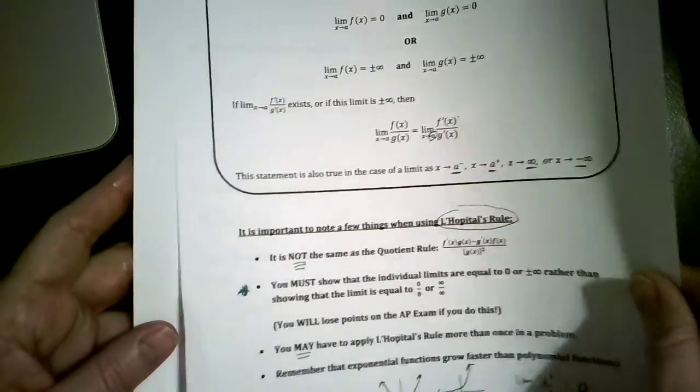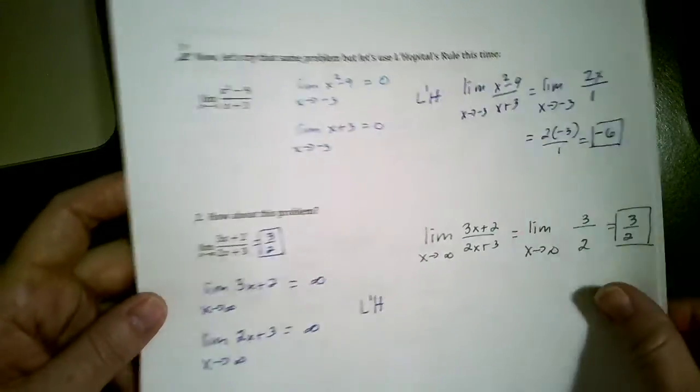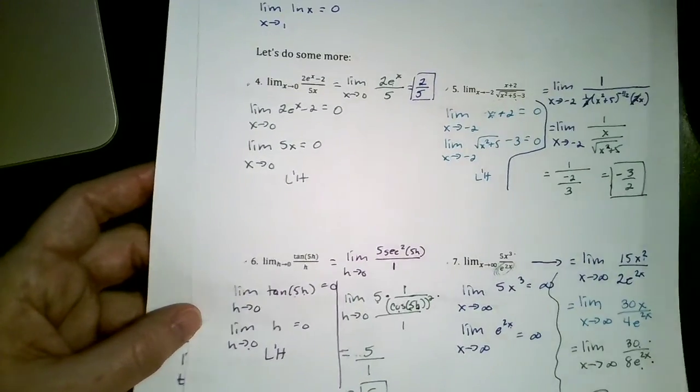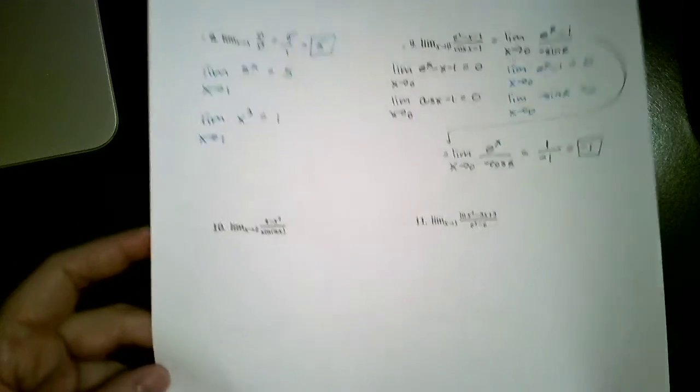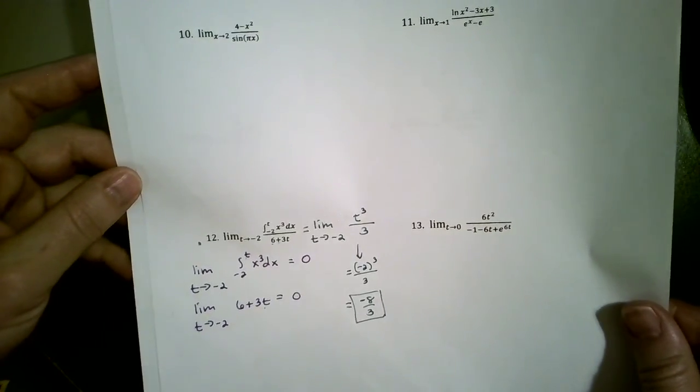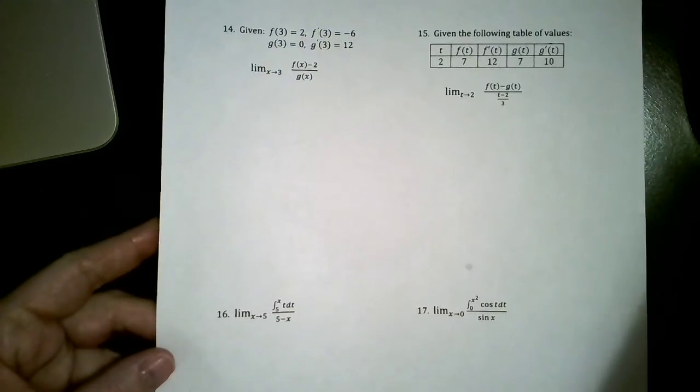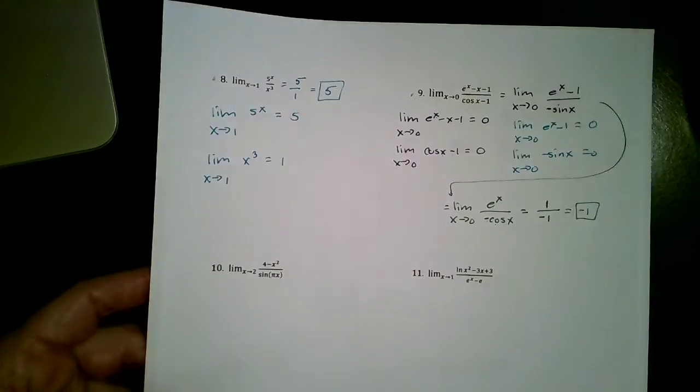So we went through the notes. We did 1 and 2 together. We did 3, 4, 5, 6, and 7 together. And we did 8, 9, and 12 together. So that leaves 10, 11, 13, 14, 15, 16, and 17. So I'd like you to try those problems. And tomorrow we will maybe do a circuit.